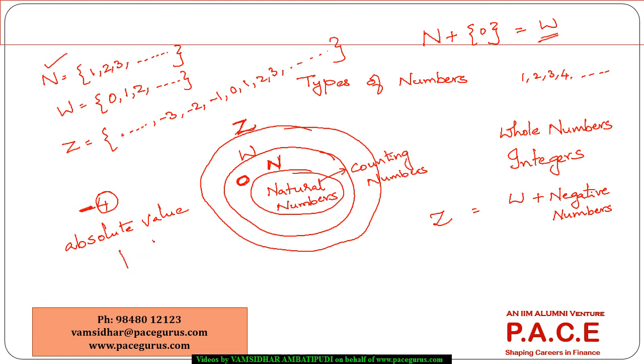So absolute value generally is denoted within two vertical lines. So the absolute value of minus 4 is 4. The absolute value of plus 4 is also 4. So when we talk about negative numbers, sometimes it is very necessary that I have an understanding of the absolute value of it also. So I don't consider the sign, as simple as that. So that is one classification of the numbers that we need to be aware of.